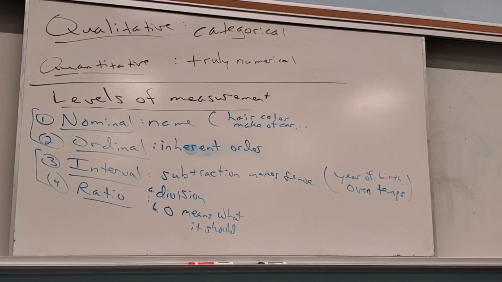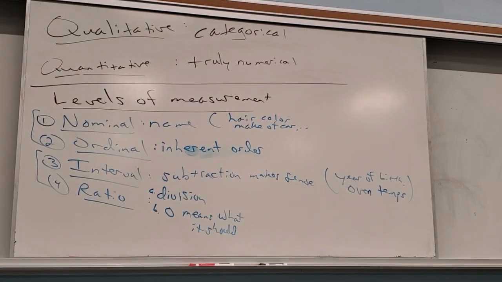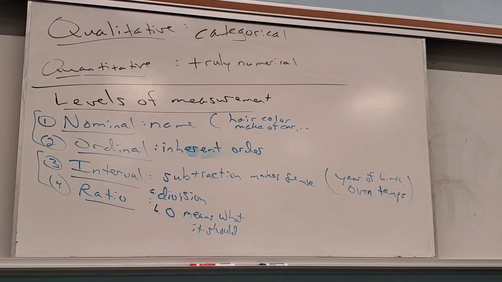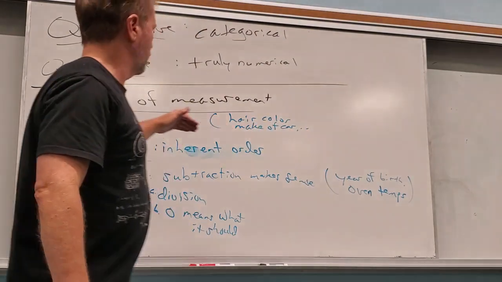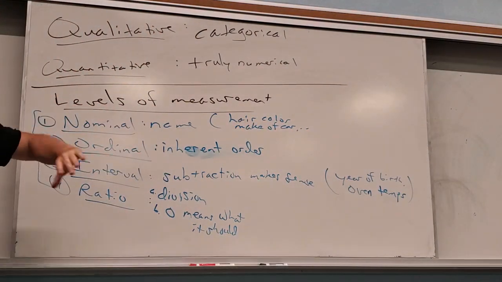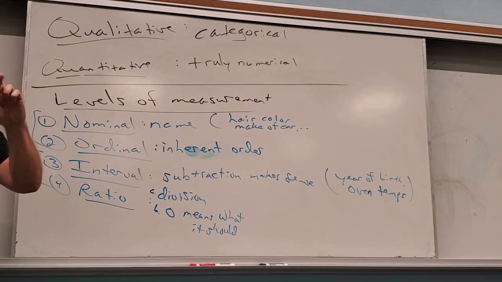You guys kind of with it? So you're going to get problems in the homework. It says, okay, here's the situation. What level is it? So you've got to think, is it numerical or not? Because then you can break it down to two, and then you can figure out between those two which one it is.